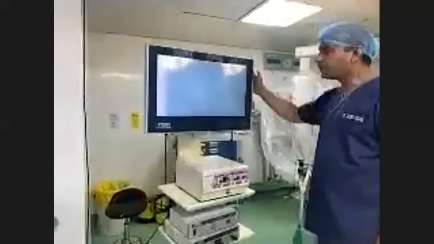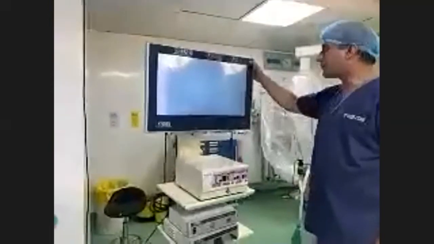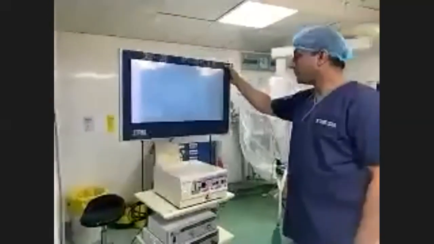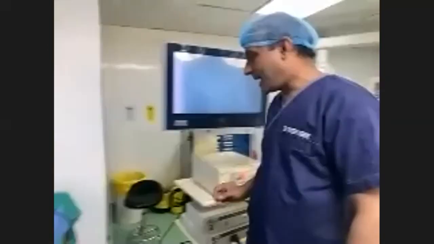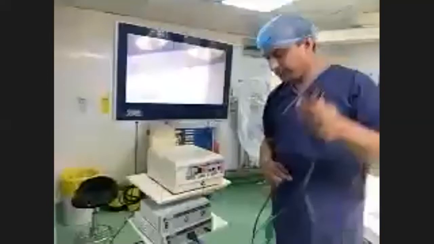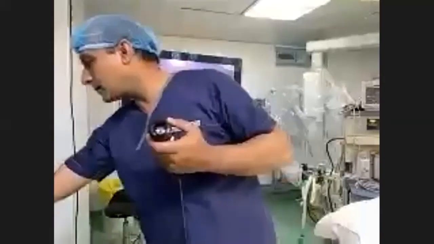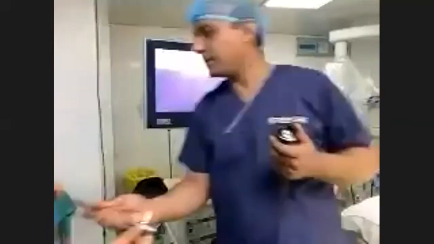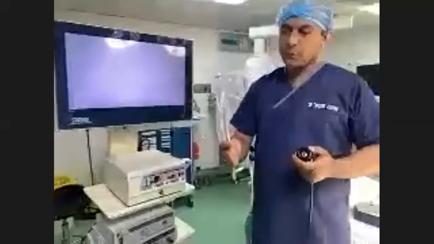First, we will discuss the imaging system. The imaging system consists of a monitor, and we attach our camera head. This is the camera head. Here you can see the camera head. And give me the telescope, please. A 10 mm telescope. This is a 10 millimeter telescope with a 0 degree angle.